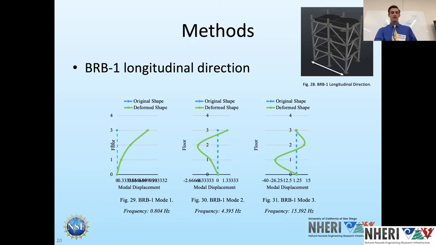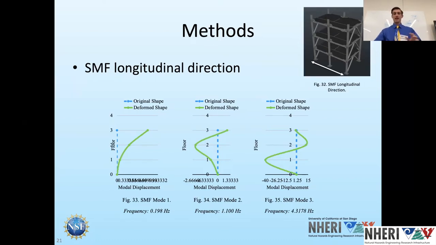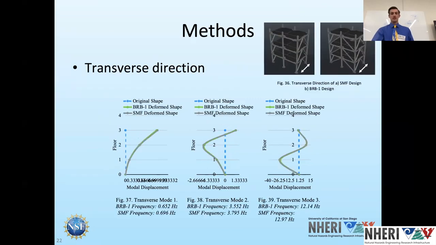And what you can see here that's kind of interesting is it's very similar shapes for the SMF. But what happens is it gets a little bit more exaggerated. And the reason for that is because the SMF doesn't have those braces resisting the lateral motion at the ends. It's going to be a little bit more flexible. And so that's why you get more exaggerated shapes and slightly different period results. And those are both for the longitudinal direction, that two-bay span.